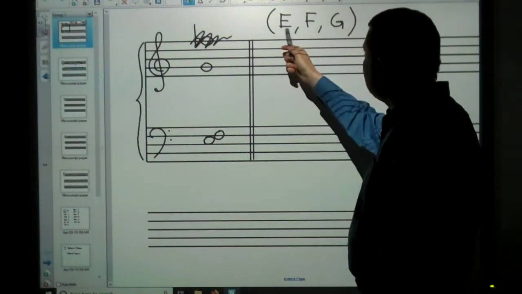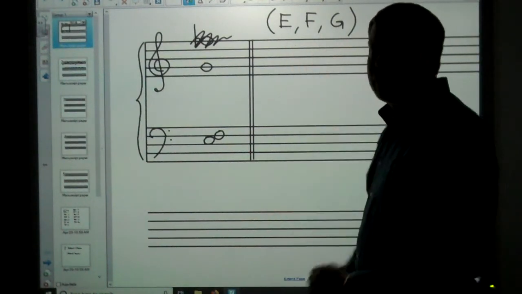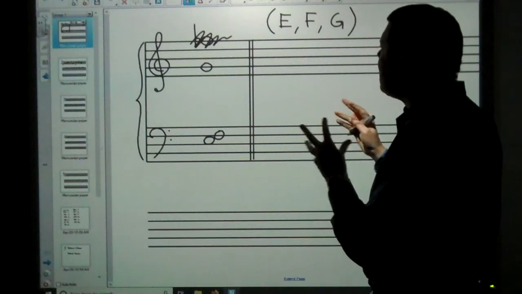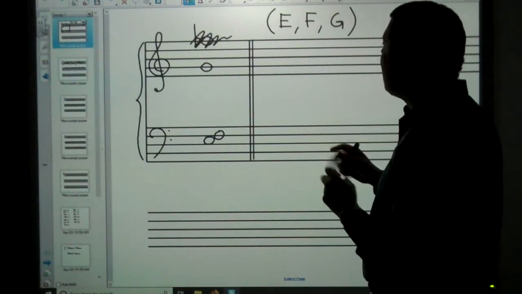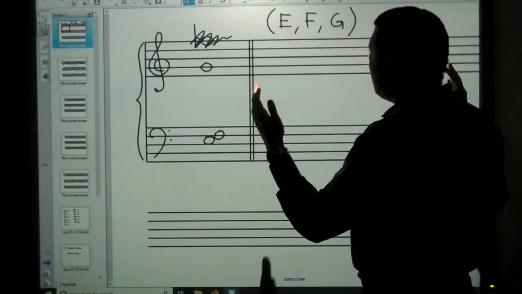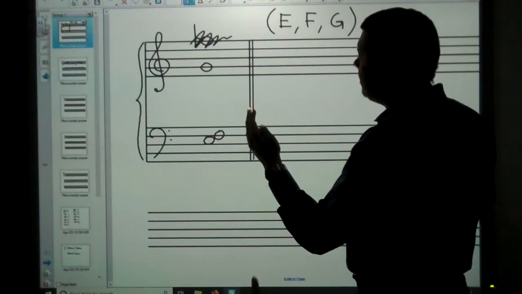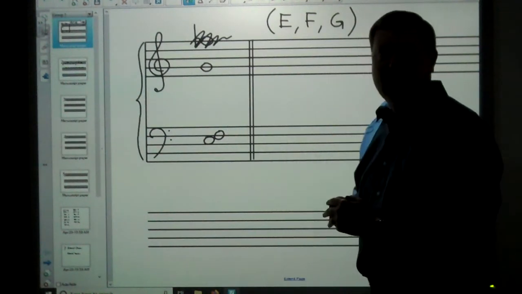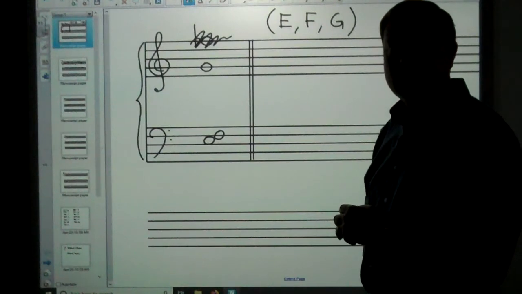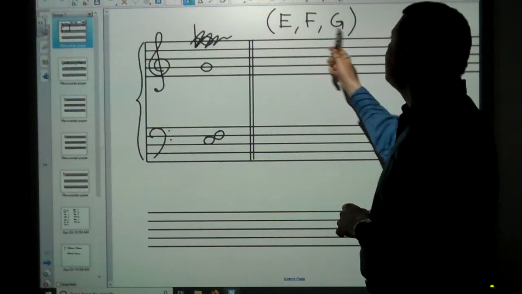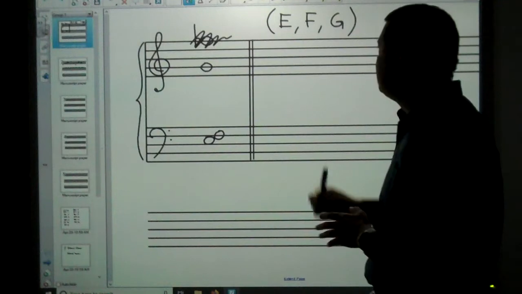Now, when I look at these three pitches, E, F, and G, I can see off the top of my head that the smallest distance or shortest possible distance between the outside notes when I list them in ascending order within an octave is going to be this order right here, E, F, and G.